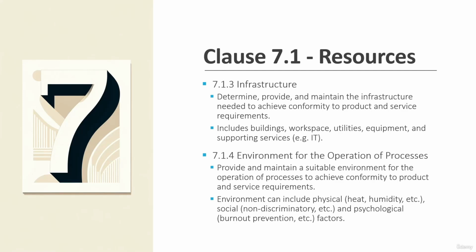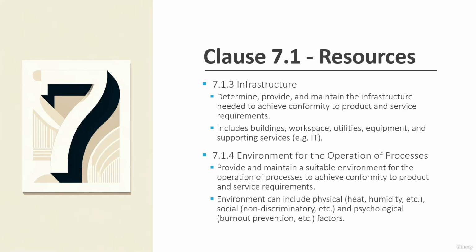The next resource listed here is environment for operation of processes. So you need the right environment to do the job. Now, when we talk of environment, it could be the physical environment, such as the heat level or the humidity level. You don't expect people to do a good job when it's very hot or very humid. So that needs to be controlled where people can comfortably do the job. Another type of environment would be the social environment. For example, the culture of the company is non-discriminatory. That is the social environment.